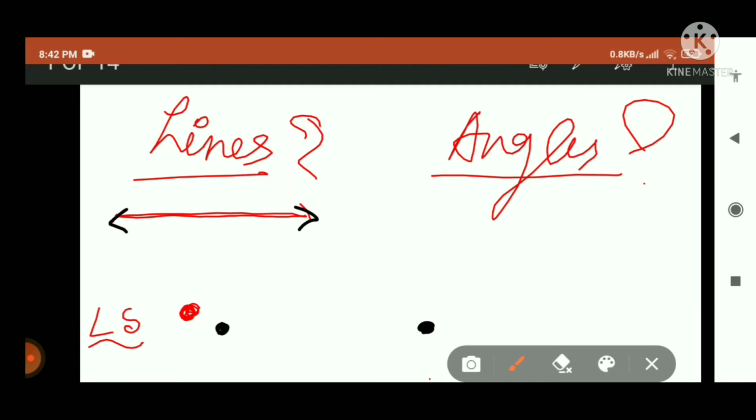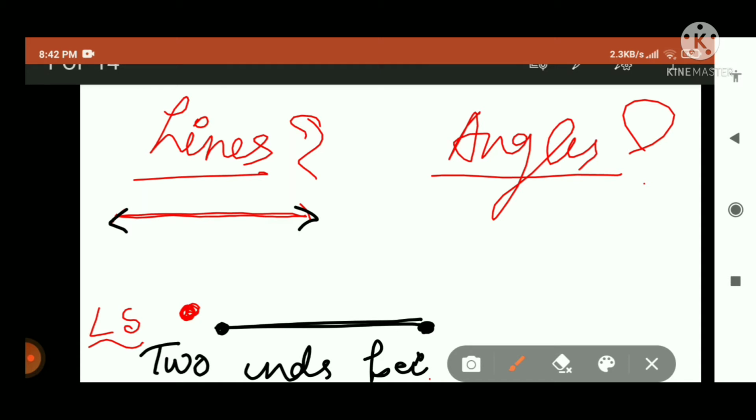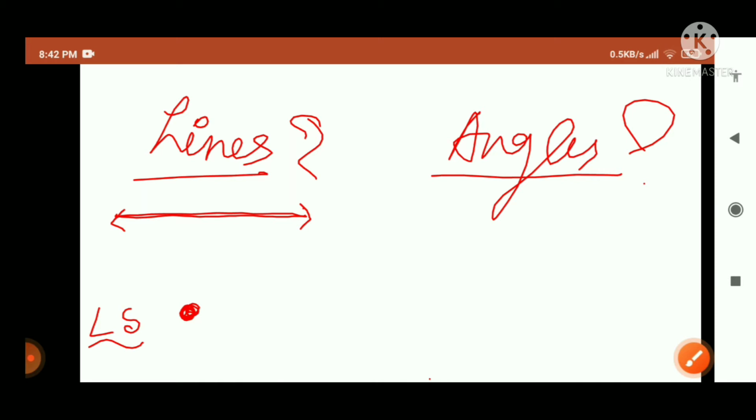And what is a line segment? Line segments have two endpoints, like this. We have a fixed place, from here to here the line segment will be drawn. Now let us go to another page for this.